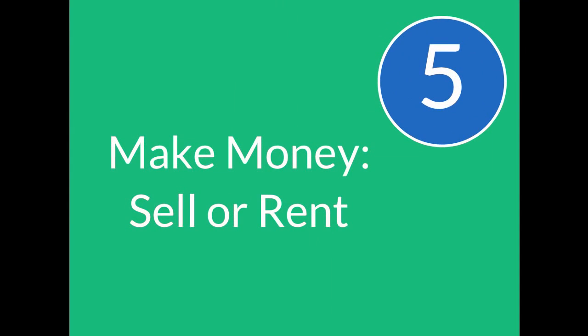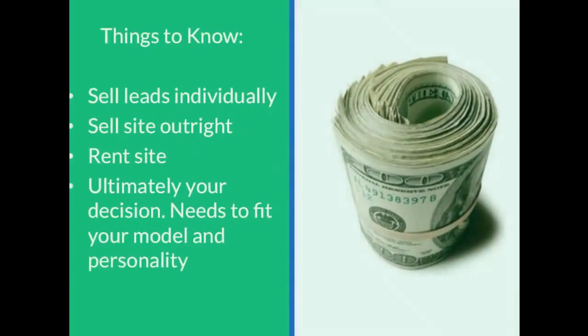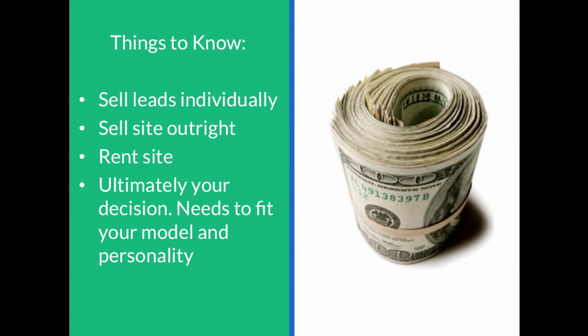Now, step 5 is to make money. And you can do it in a couple, 3 different ways, really. Sell or rent it is kind of how it goes down. You can sell the leads individually, and you can sell those to one company. You can contact one company and get into an agreement with them where you're selling the leads to them individually. Or you can get in agreement with a few different companies and sell the leads to multiple companies. Or you can sell the site outright, or you can rent the site, believe it or not.